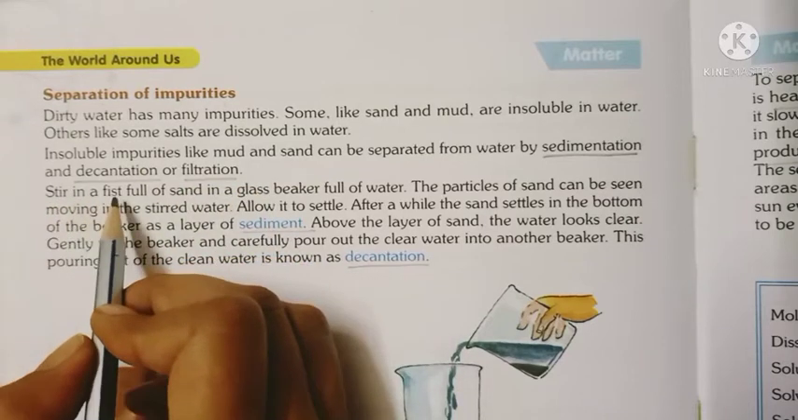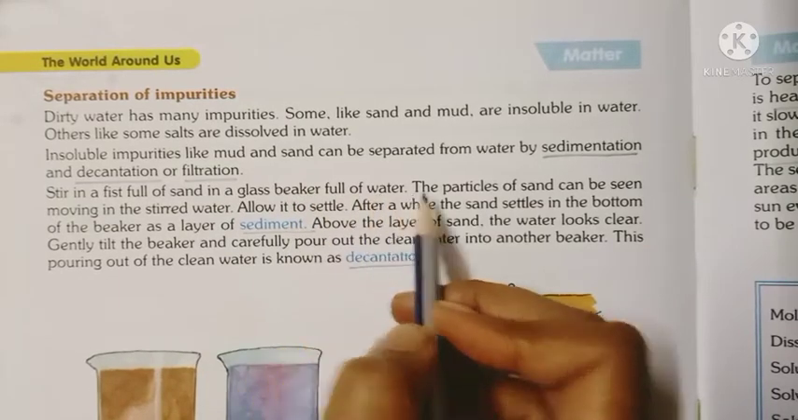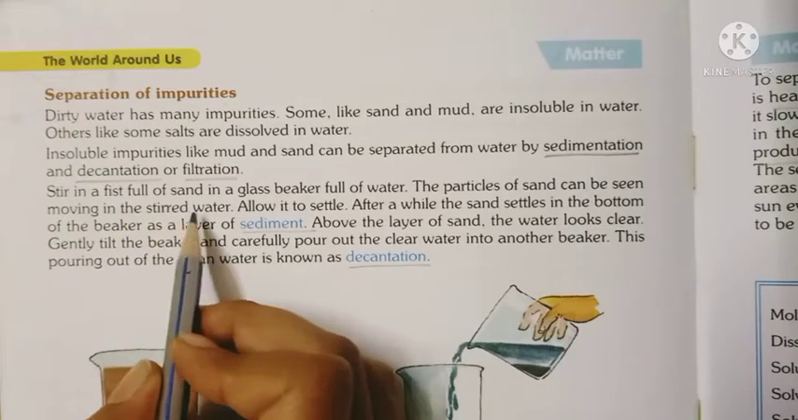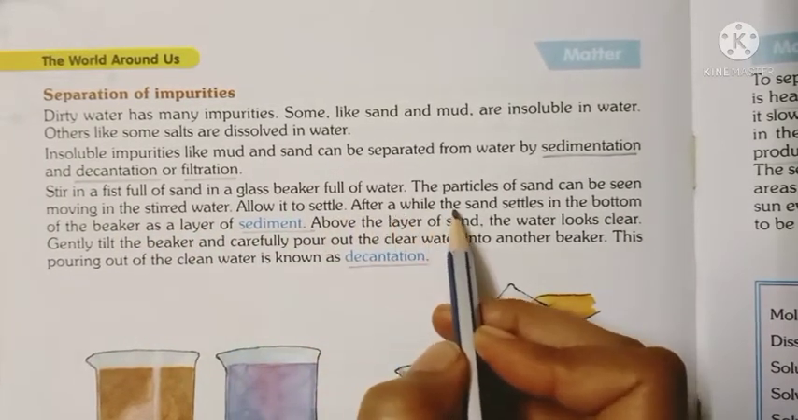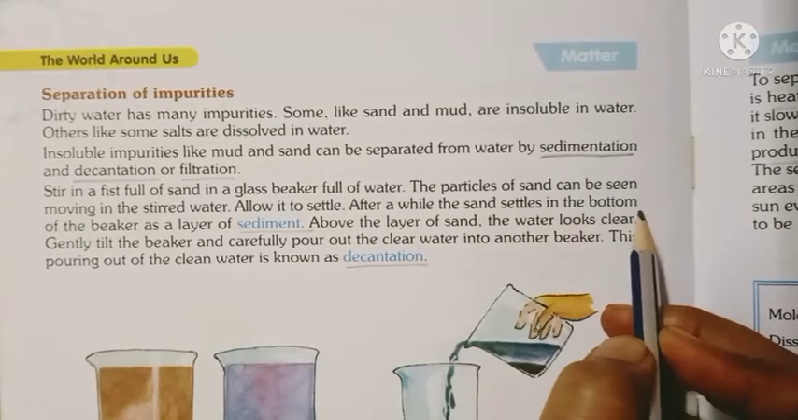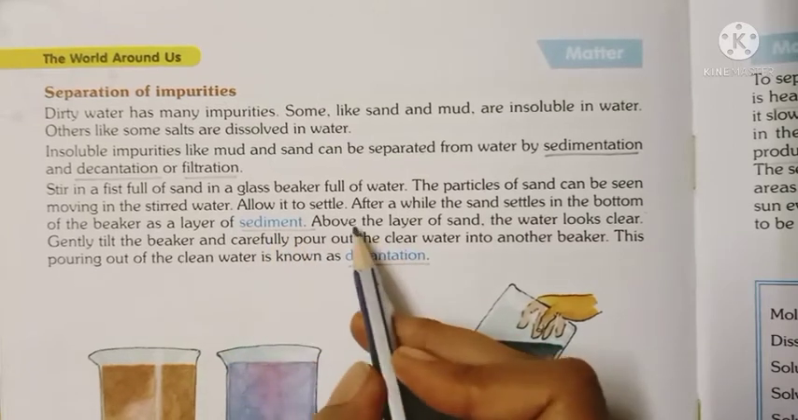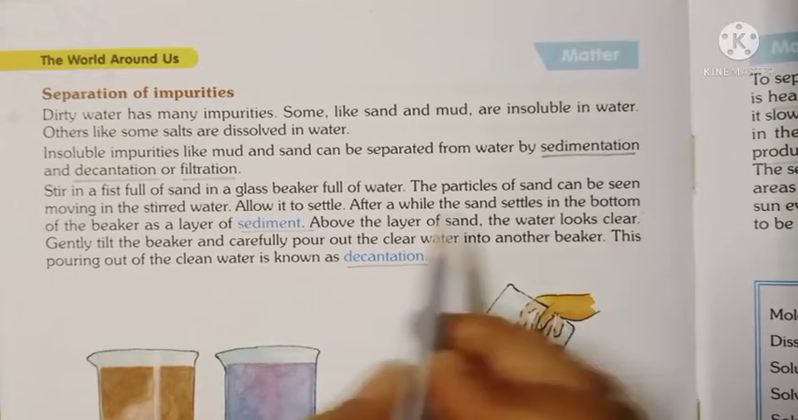Stir in a fistful of sand in a glass beaker full of water. The particles of sand can be seen moving in the stirred water. Allow it to settle. After a while, the sand settles in the bottom of the beaker as a layer of sediment. Above the layer of sand, the water looks clear.